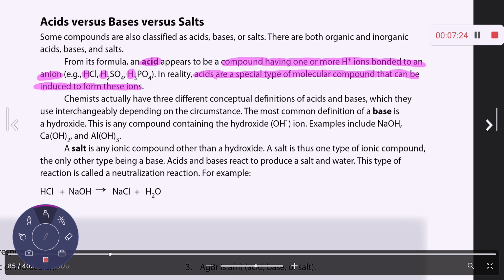okay? In terms of bases, they contain a hydroxide. So remember, this is on the bottom left of your periodic table.